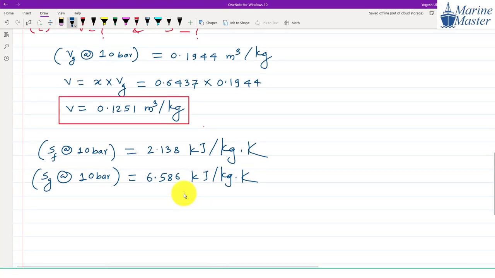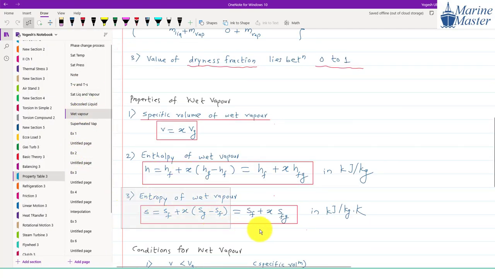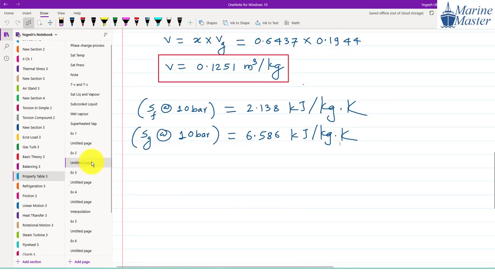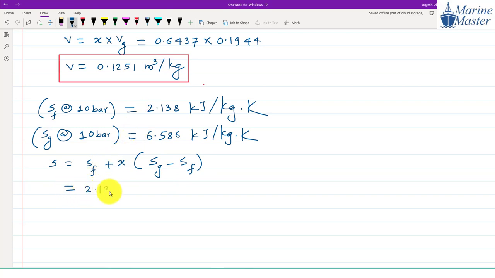And what is the relation of entropy we have seen for the wet vapor? Go to the relation, the third relation we will get. So this one we are going to use: Sf plus x into (Sg minus Sf). So entropy S will be equal to Sf plus x into (Sg minus Sf). We will put all the values. Sf value is 2.138. x value is 0.6437 into, in bracket, 6.586 minus 2.138.